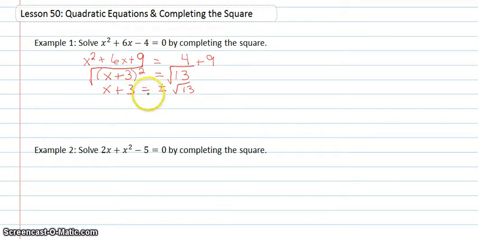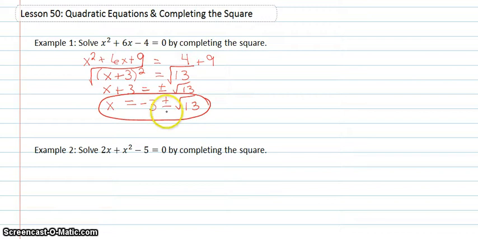Then our last step is just to subtract the 3 on both sides. So x equals a negative 3 plus or minus the square root of 13. And then that's our answer, because that square root of 13 is an irrational number. So we're just going to leave it like that, and that is the most accurate way to write that.